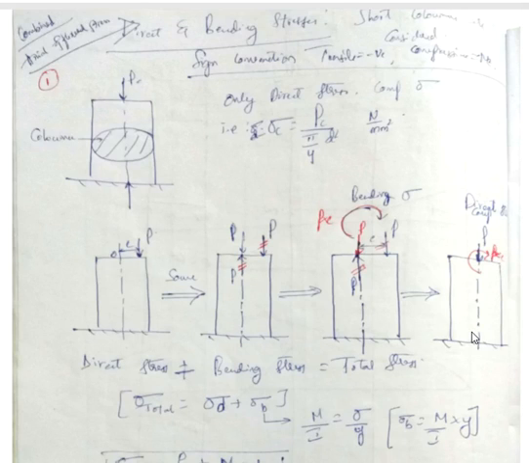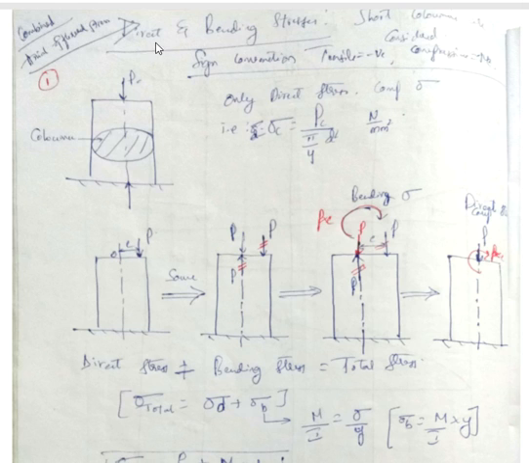Now we'll start with the second bit of third unit, that is combined stresses. In combined stresses we are having direct and bending stresses. As the name indicates, combined stresses in the sense when more than one stress is acting on the body, such a system is called as combined stress system. But in that we are going to focus on direct and bending stresses.